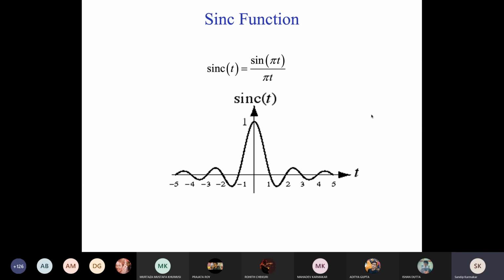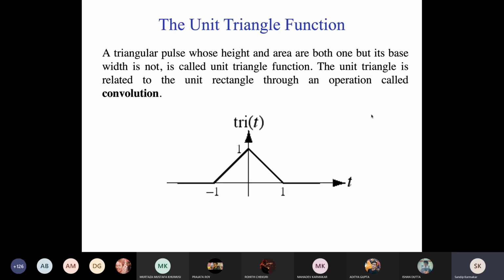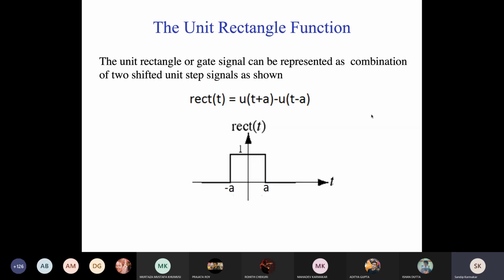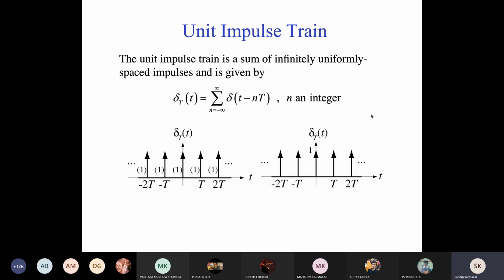So what we have seen is a lot of functions. It will not be difficult for you to understand what the functions are, because you have already done this in your class 12 course. But the functions are very important. Now, the functions are like the unit triangle function, unit rectangle function, unit impulse function.